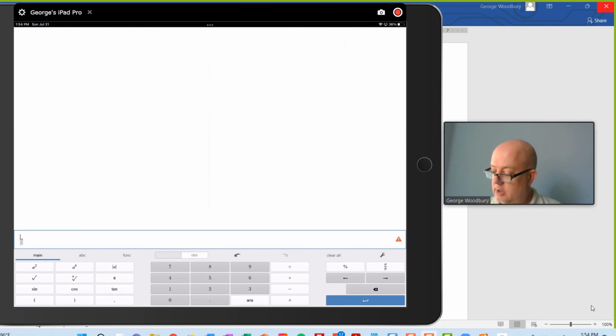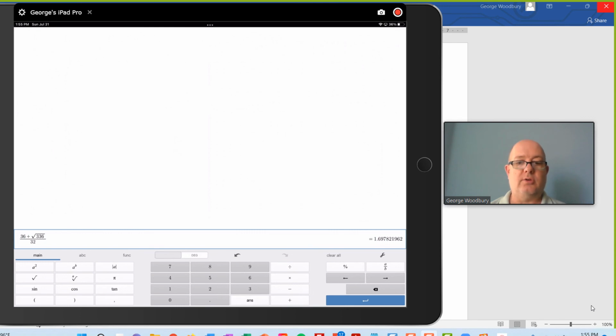Fraction button, 36 plus square root 336. That's my numerator. The denominator is 32. And over to the right, I see 1.697. That's 1.70 rounded to the nearest hundredth. I'm going to do the one with subtraction just by tapping into that numerator, backspace, change that plus sign to a minus sign, and there I've got 0.55.